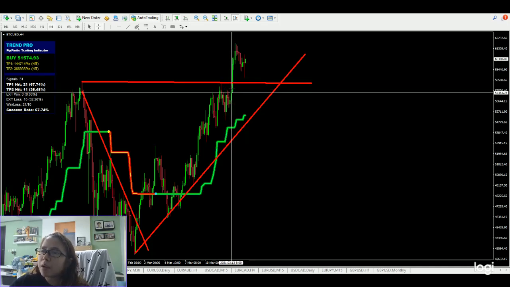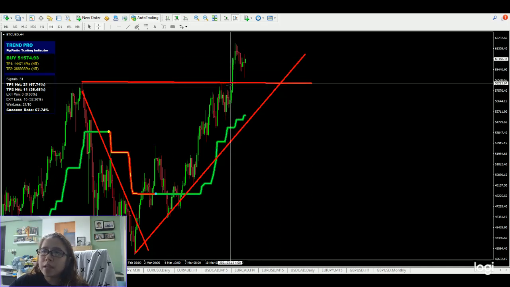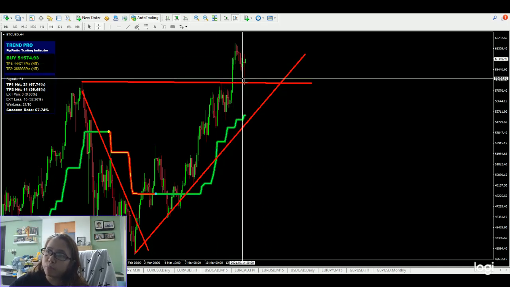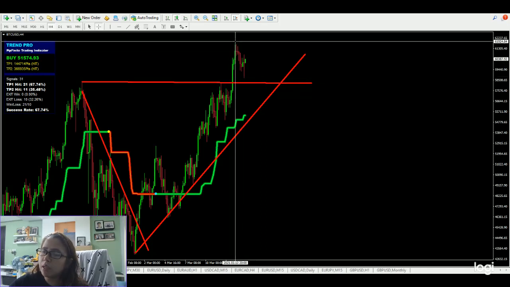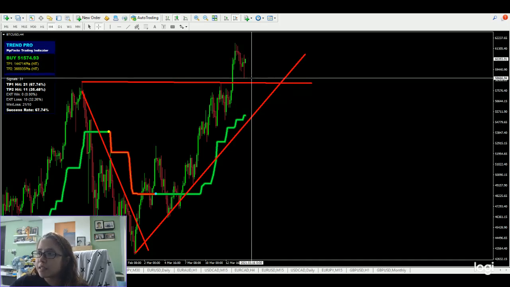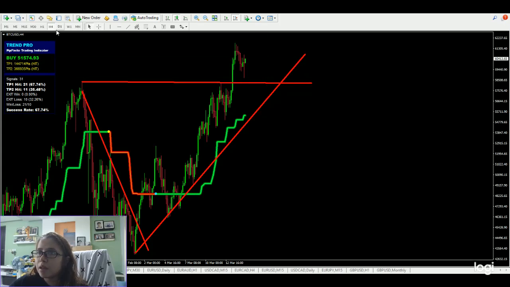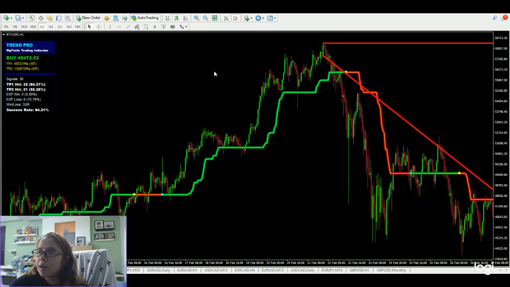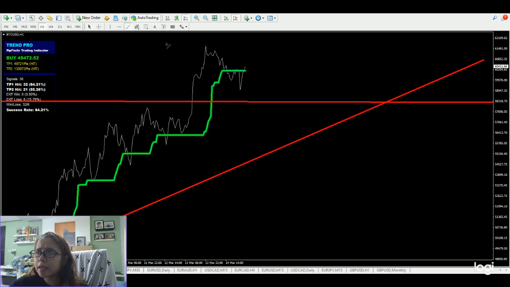So what usually happens is previous resistance will become support. Therefore, my expectation would be I will be waiting for another trading opportunity to the upside when the market finally tests this level. So right now, it is still at 60,000, but let's see what we could possibly get out of this. Let's check.